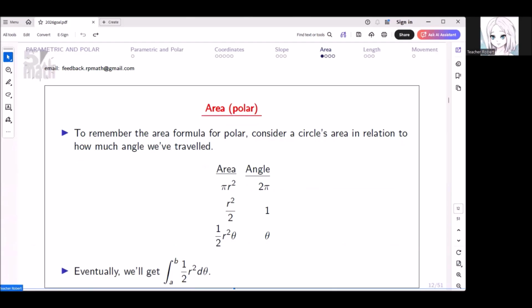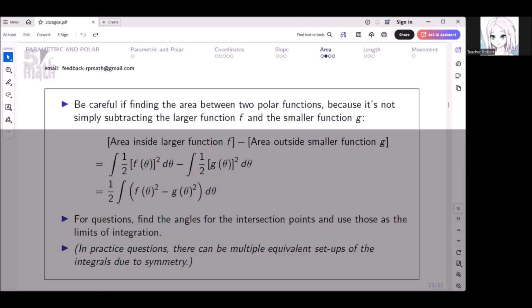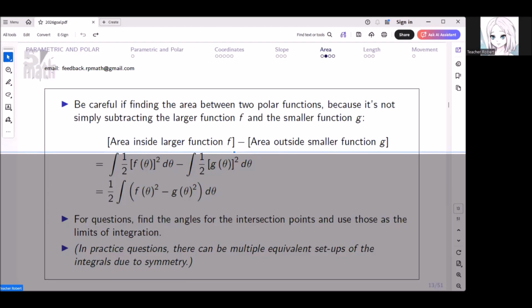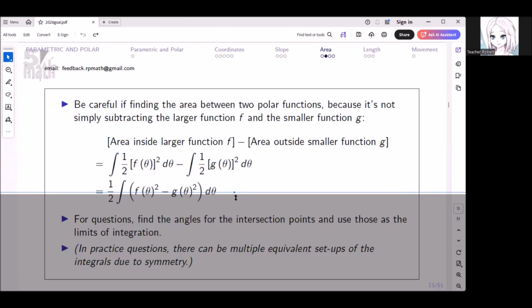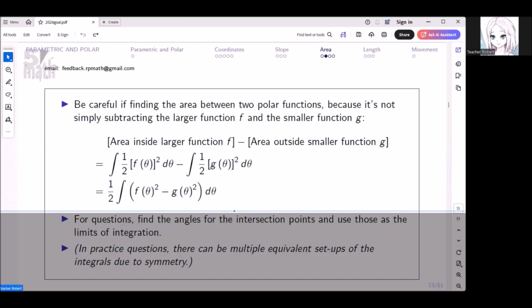Eventually, we'll get integral from a to b of half r squared d theta. Be careful if finding the area between two polar functions, because it's not simply subtracting the larger function f and the smaller function g. Area inside larger function f minus area outside smaller function g. And we get the following.